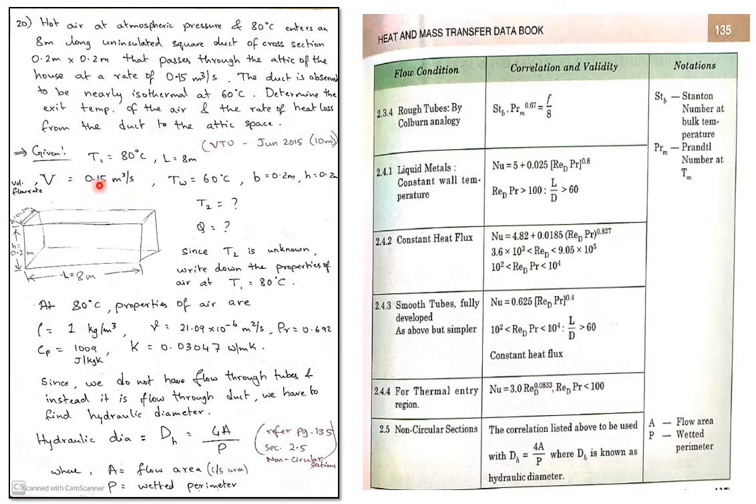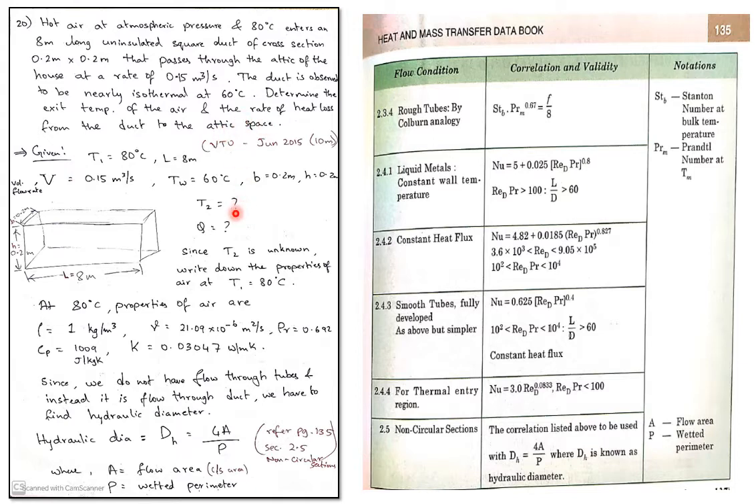So what all has he given? He has given the inlet temperature, the length of the tube, and the rate. It means flow rate. You can take it as m dot or V dot. So you can take this as a flow rate. Don't take this as a velocity. It is a volume flow rate.